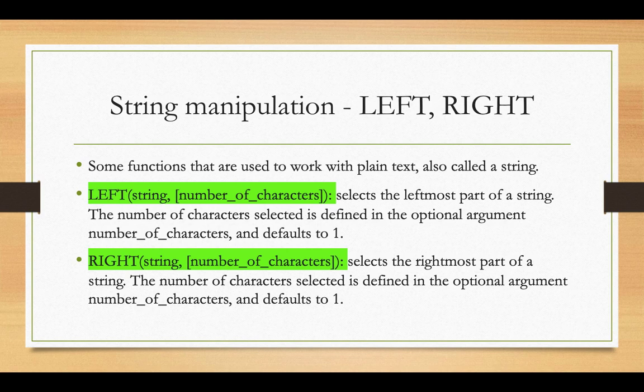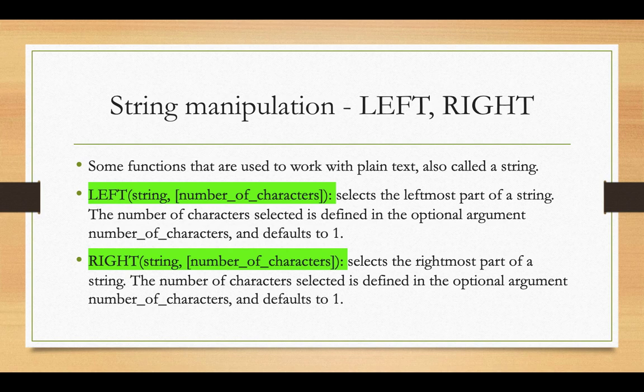A string is simply a word or alphanumerical, or even plain text, where you can find which number of strings to be manipulated. Generally, there are two types. One is left string and right string. Left string is string parenthesis with number of characters.